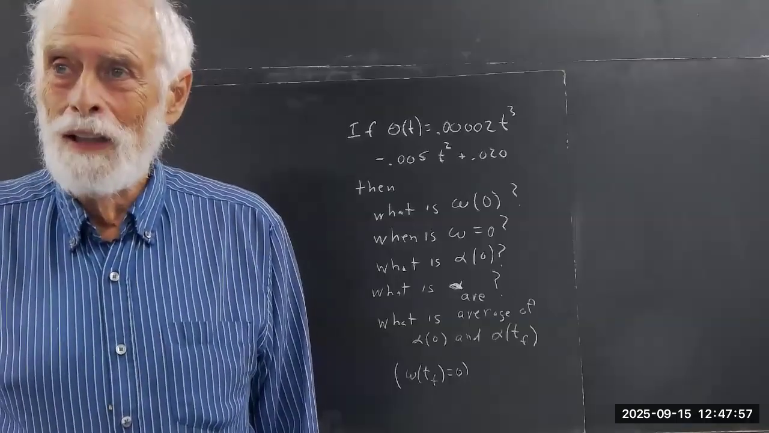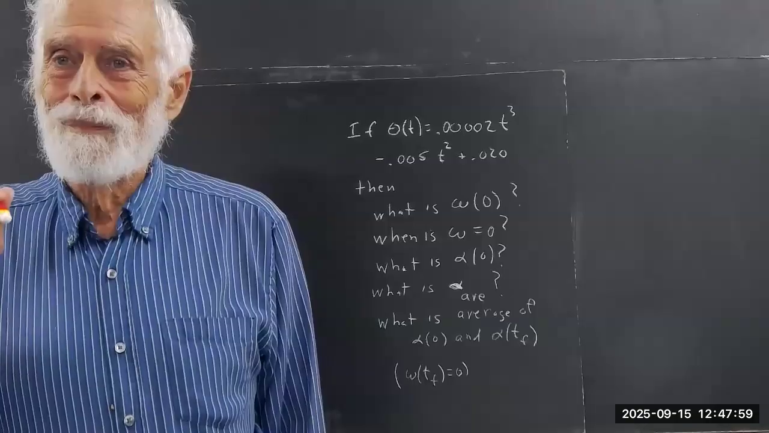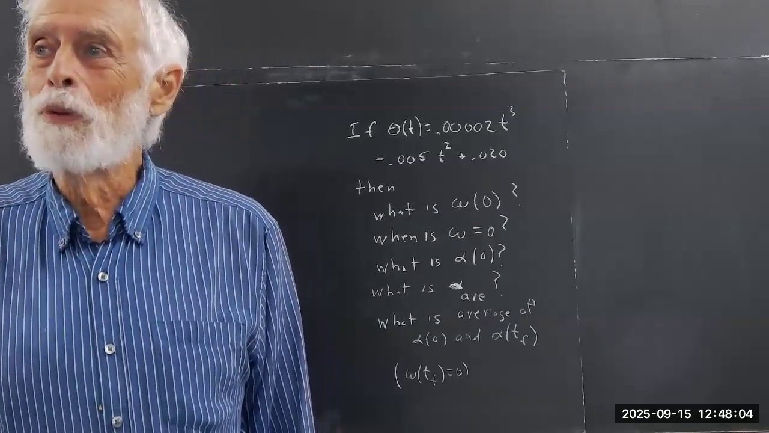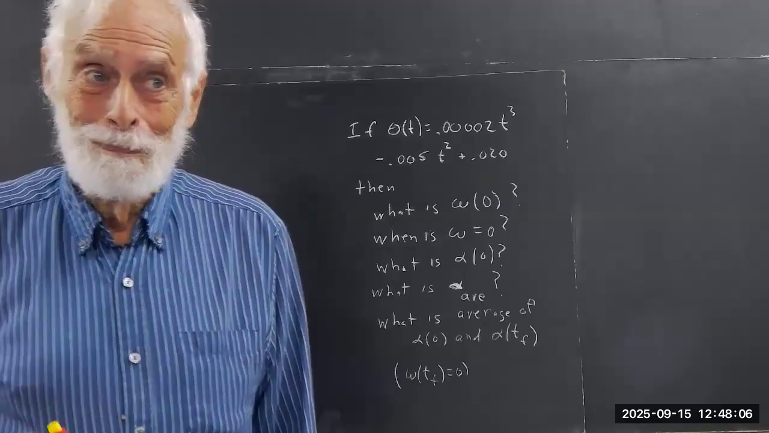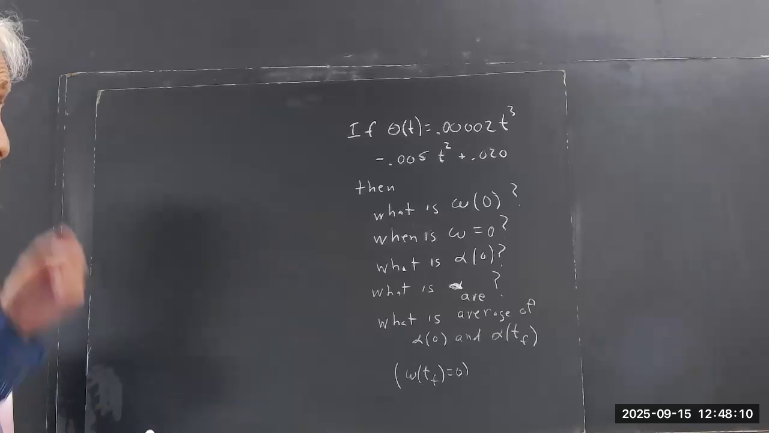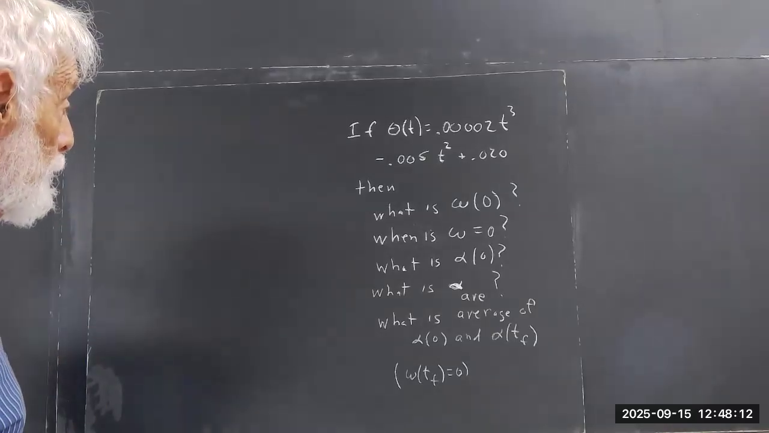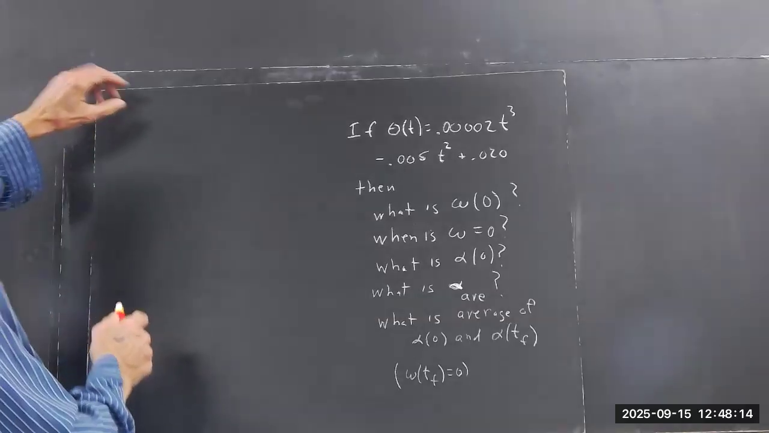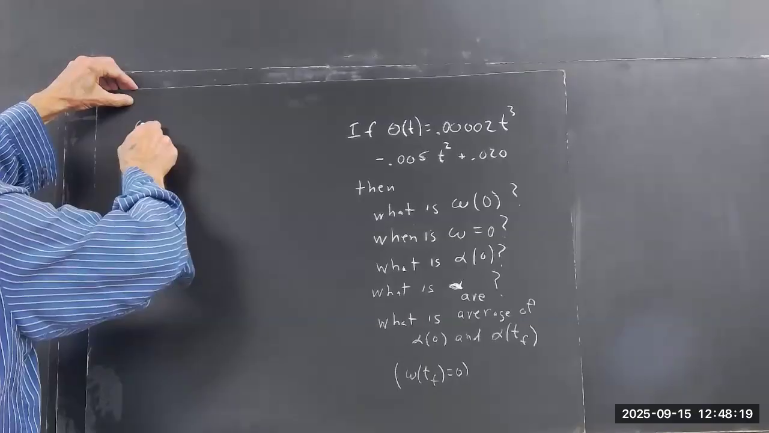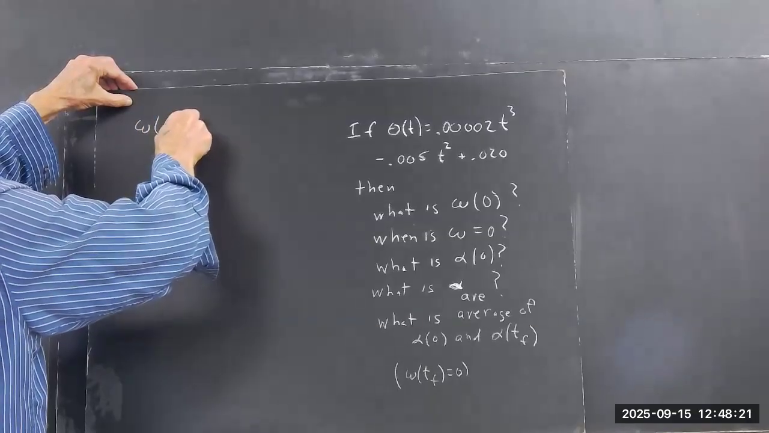The problem's done well. It's just, there was a scary carelessness with the units. Okay. And you really got to be a little better with that, using the units. Okay, well, anyhow. First of all, what's omega of 0? You got to find omega of t.